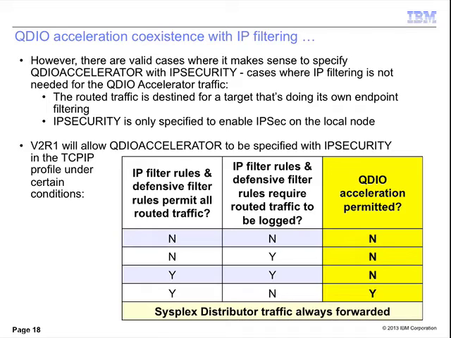Now, that still could be a little restrictive, but the most important row on this whole page is the very last one, because what this says is Sysplex Distributor traffic is always forwarded now. If you enable QDIO accelerator in the TCPIP profile, regardless of the IP security setting, then SD traffic will be forwarded. Now, I did not have a chart here to show performance numbers. We did not have the measurements when I pulled this together.